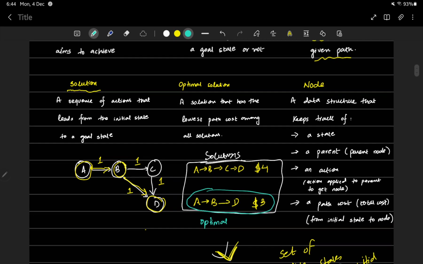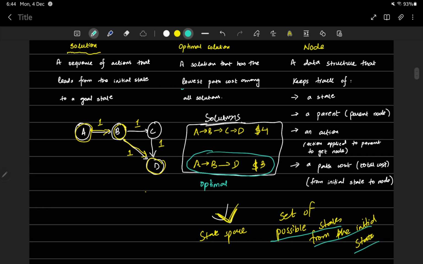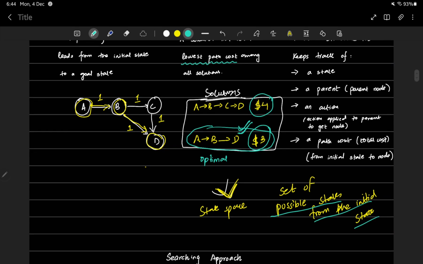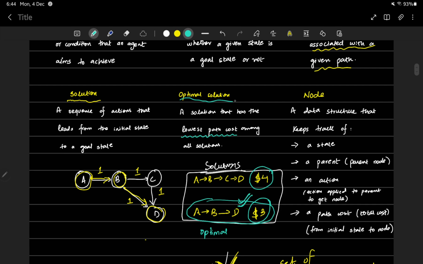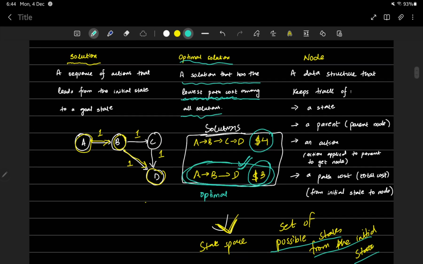Why is it the optimal solution? Because it took you the lowest path cost, right? The cost of this path was $4, the cost of this path was $3. So this one is better, this one is the most efficient. So this one is the optimal path. That's it. So an optimal solution is a solution that has the lowest path cost among all solutions. Now let's talk about this node.